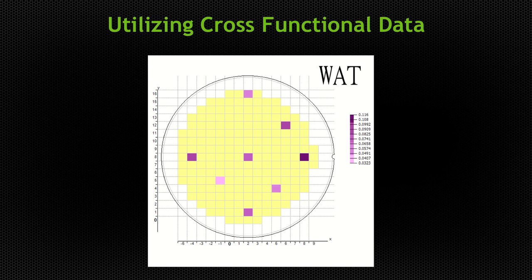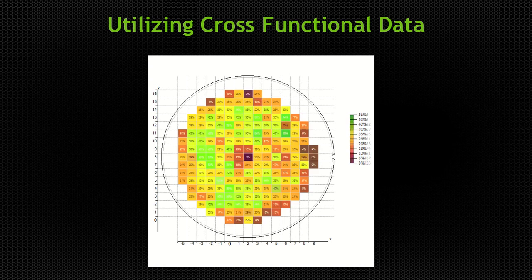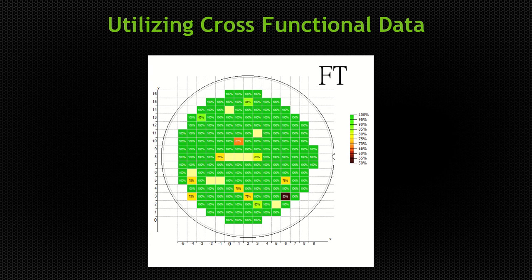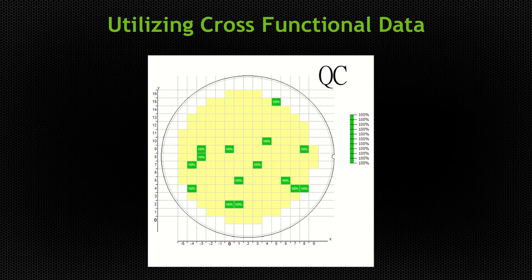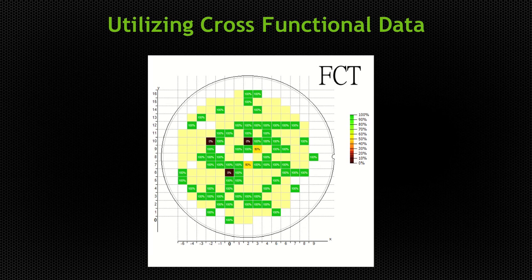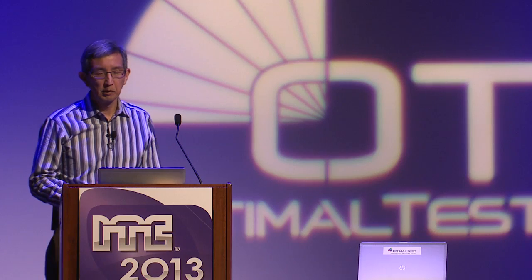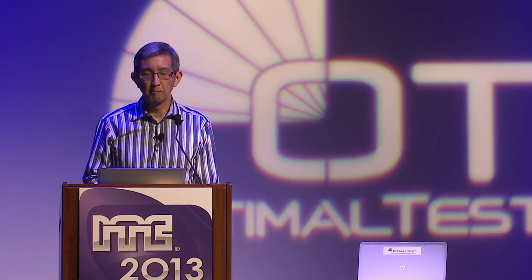One of the really powerful capabilities of OptimalTest is the ability to view cross-operational data. So what you're seeing behind me on the screen is an animation of a stacked wafer map of a fab lot as it goes through each of the different test operations in the manufacturing test flow. So this opens up so many different possibilities for yield and quality improvement.